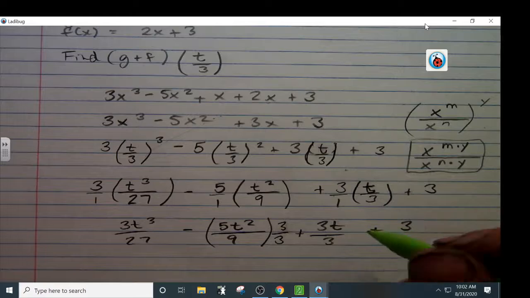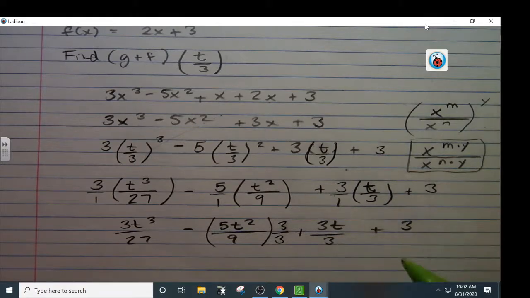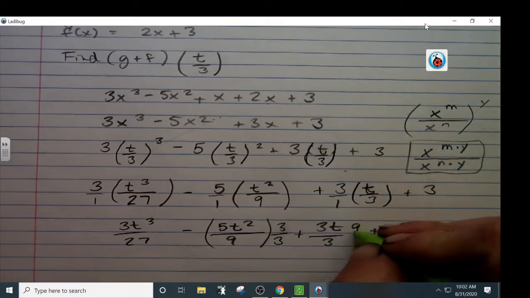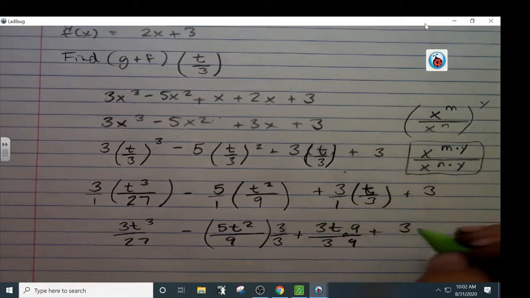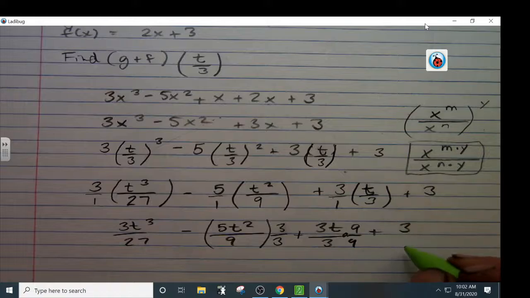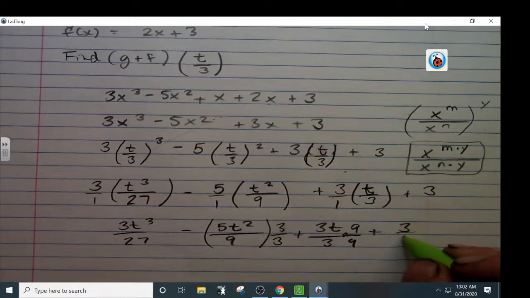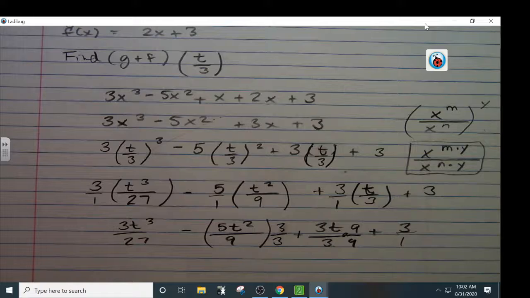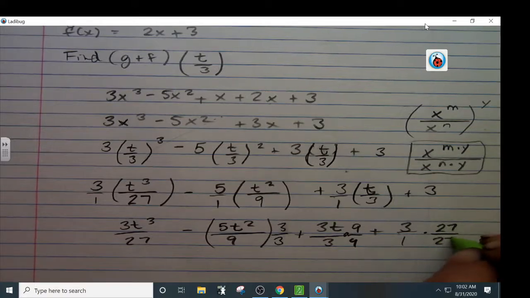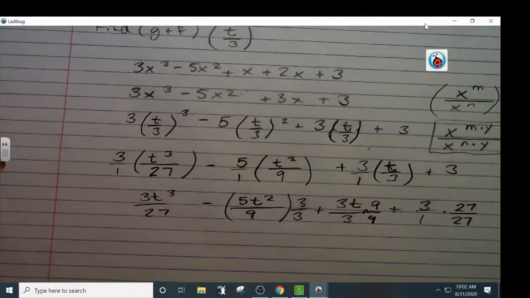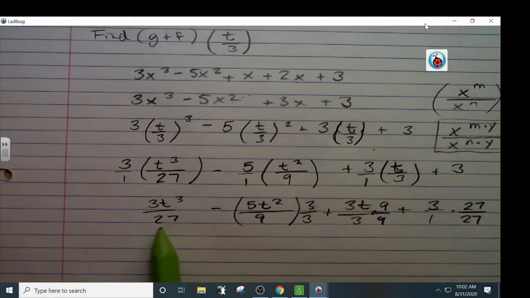All right, now, to make 3 into 27, what do I have to multiply it by? 9. So you got to do 9 over 9. Okay, you're going to multiply those. And to make 3 over 1, that's the same as 3 over 1, right? Guys, to make 1 into 27, I got to multiply by 27, right? So I got to multiply 27 over 27. Okay, so guys, I found out my common denominator is 27.